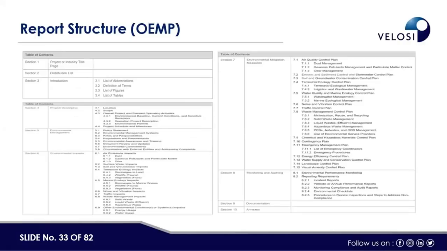And this is the report structure of the OEMP. It is more or less the same. The only thing is that in the project description, we have to describe the project activities related to the operation. Basically, the operating activities we have to mention instead of the construction, and the rest is almost the same as the CMP.